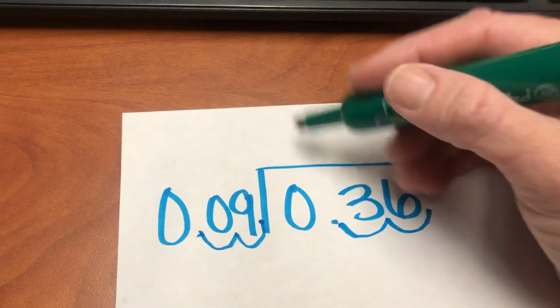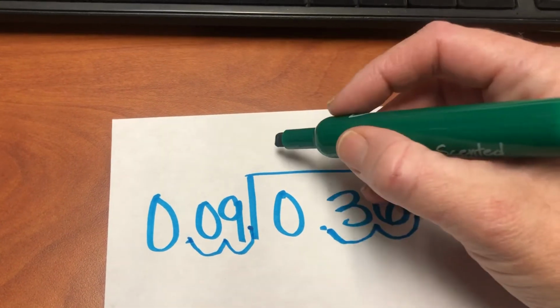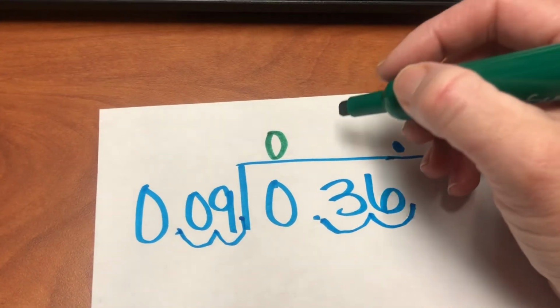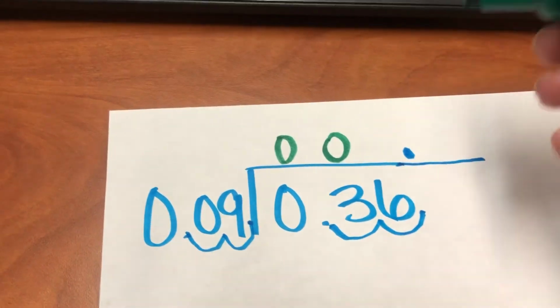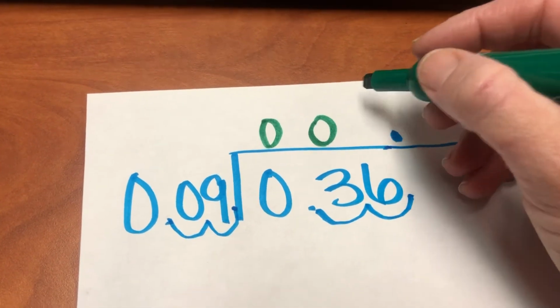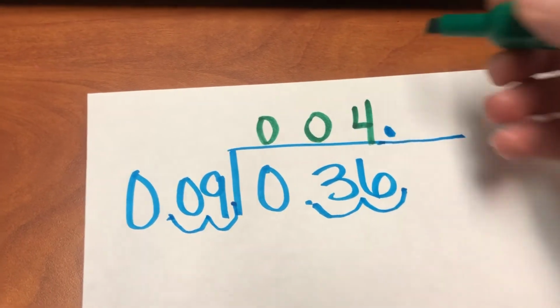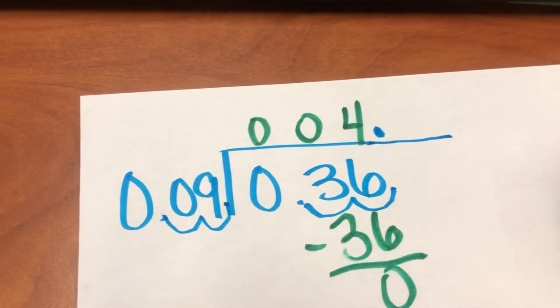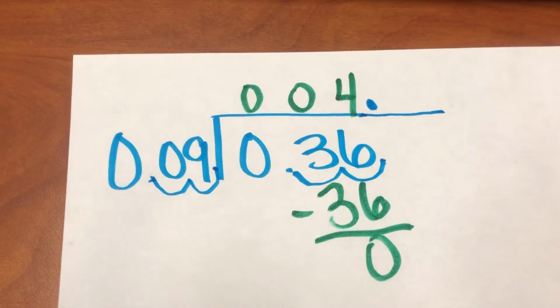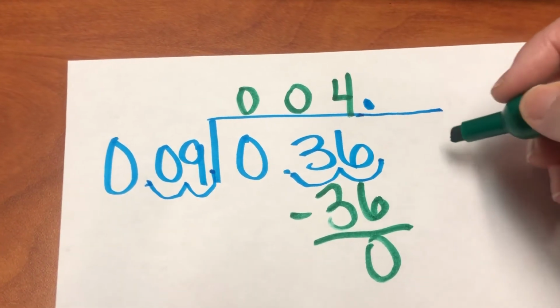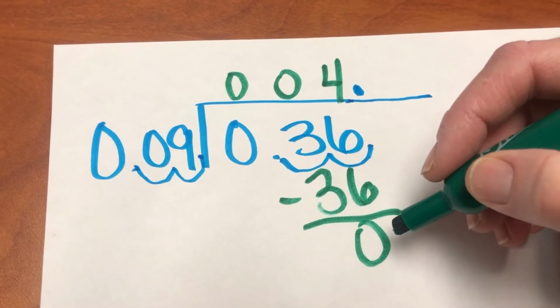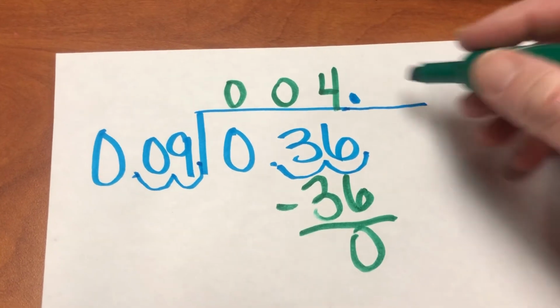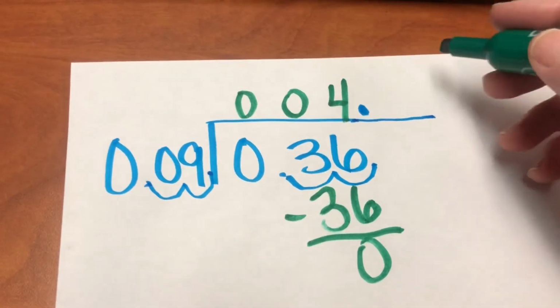9 won't go into 0. It won't go into 3. But it will go into 36. 9 times 4 is 36. Nothing's left over. This time, I don't even have to annex a 0 on the end. I don't need to add anything because I'm already left with nothing. So my final answer is 4.